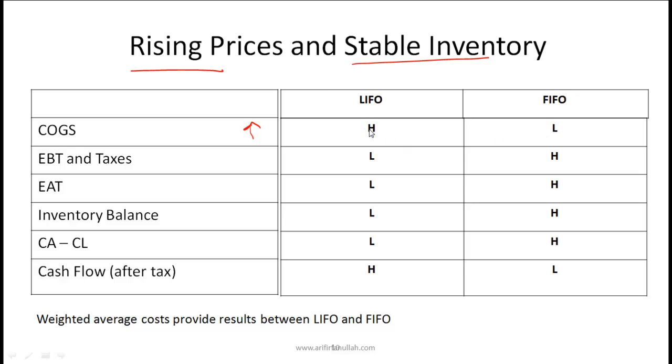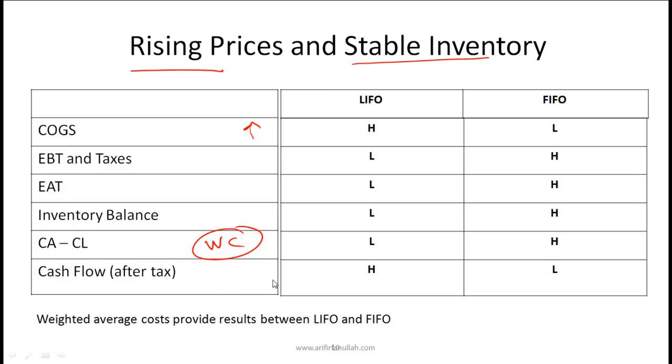Since COGS is higher for LIFO, the earnings before tax and taxes will be lower for LIFO relative to FIFO. The earnings after tax will also then be lower. The inventory balance for LIFO will be lower because the inventory that is left behind is based on earlier prices. Since inventory is lower, current assets are lower, and current assets minus current liabilities, our working capital, is also lower. The liabilities are not impacted depending on whichever method you use.